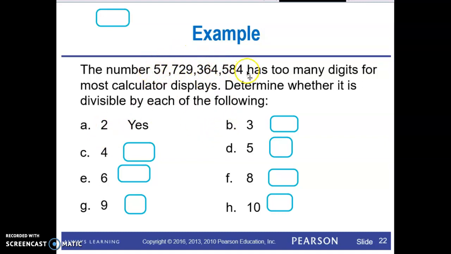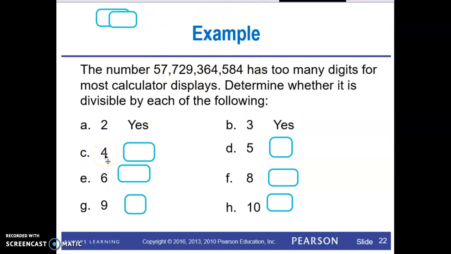Okay, same number. Is this number divisible by 3? Well, in order to answer that question, I would need the sum of the digits. The sum of the digits in this case is 60. And if this were a test, I would expect you to tell me that on the test. The sum of the digits is 60. 3 divides 60, right? 3 will go into 60 20 times with a remainder of 0. Therefore, yes, this entire number is divisible by 3.